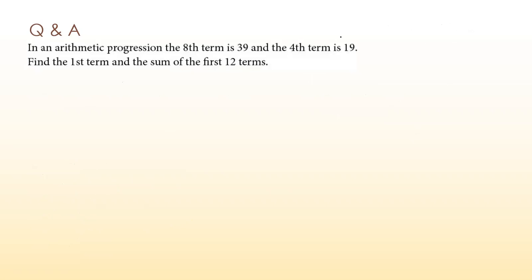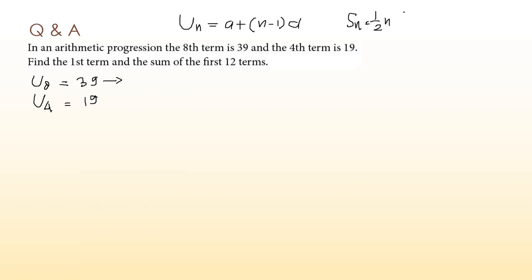In an arithmetic progression, the eighth term, it means U8, is 39, and the fourth term, U4, is 19. Find the first term and the sum of the first 12 terms. We're going to find A and S12. But you should first find A and D. I recall that Un equals A plus n minus 1 times D, while Sn equals half n times 2A plus n minus 1 times D.